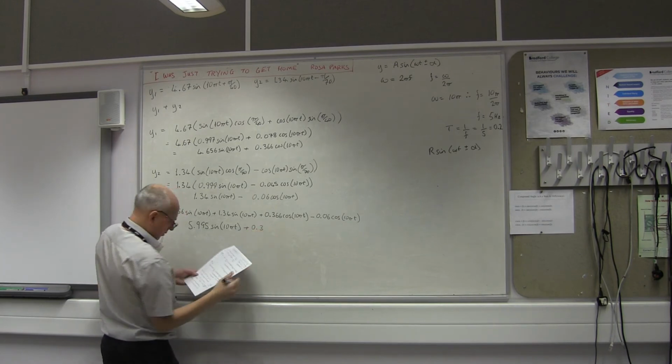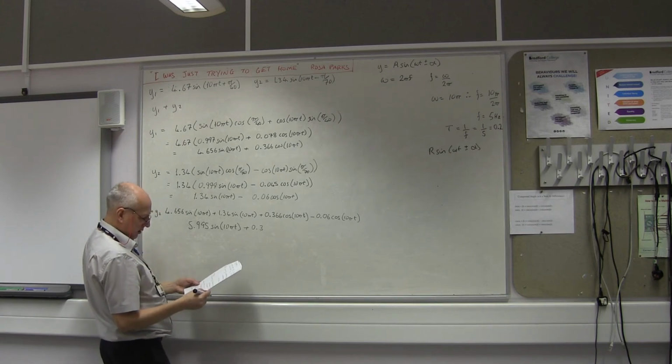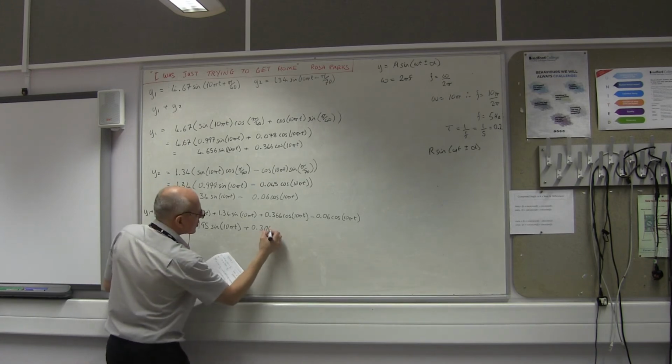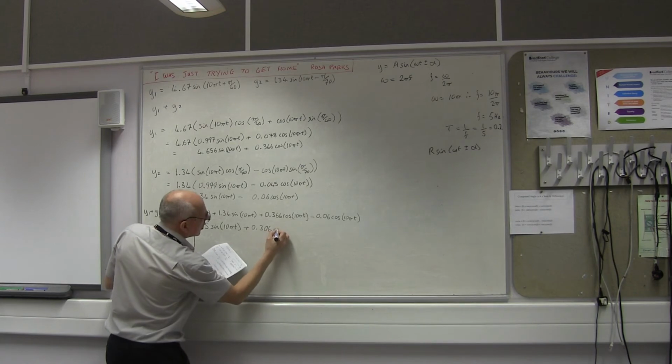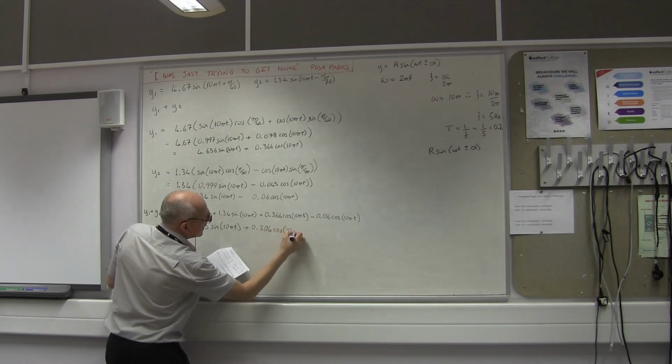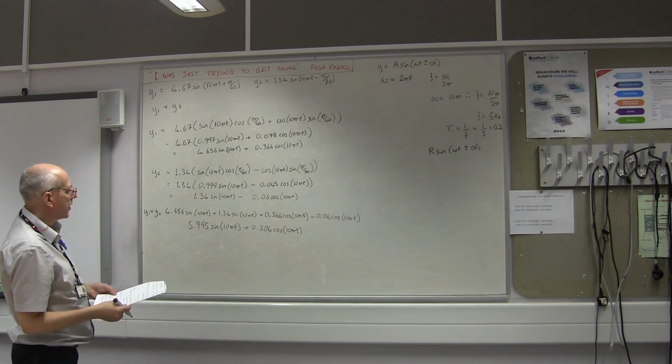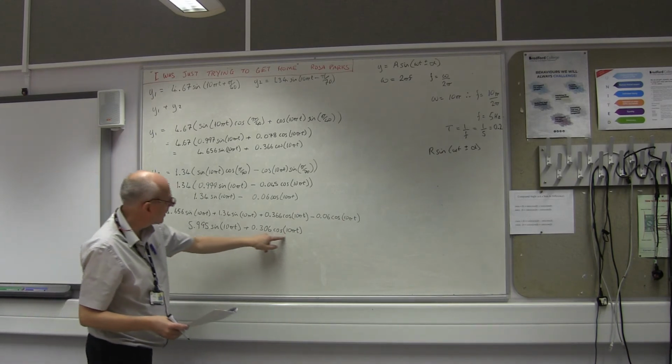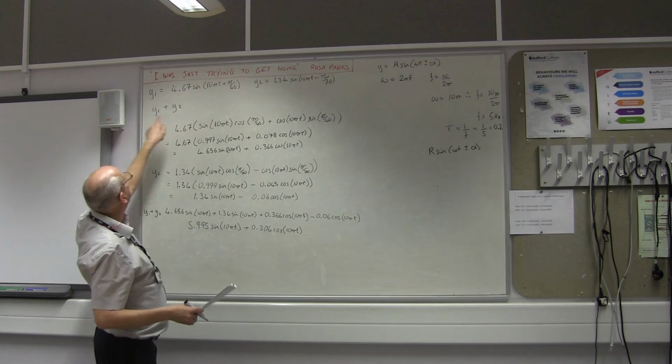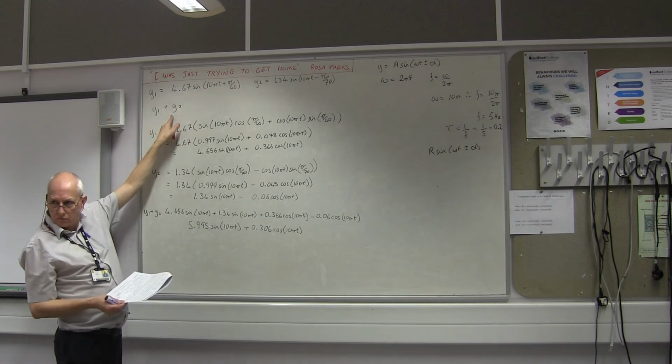0.3, is it? Wrong number, that one, is it? No, that's correct. 306 cosine 10 pi t. Okay, so that's my final answer of all this stuff, y1 and y2 added together.